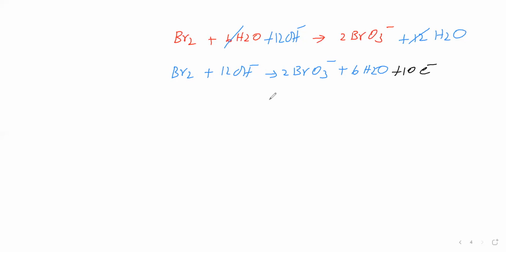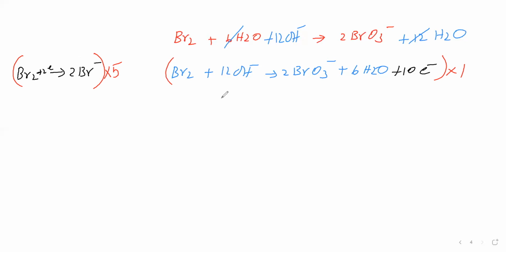And another one we have seen, the reduction reaction, that is Br2 plus 2 electrons gives 2 Br minus. Reduction reaction means gain of electrons. Oxidation reaction means loss of electrons. Next step, you have to equalize gain of electrons and loss of electrons. To equalize, multiply this with 5 and multiply this with 1. Now see, 5 twos are 10 electrons, here 10 electrons. Loss and gain are equal.